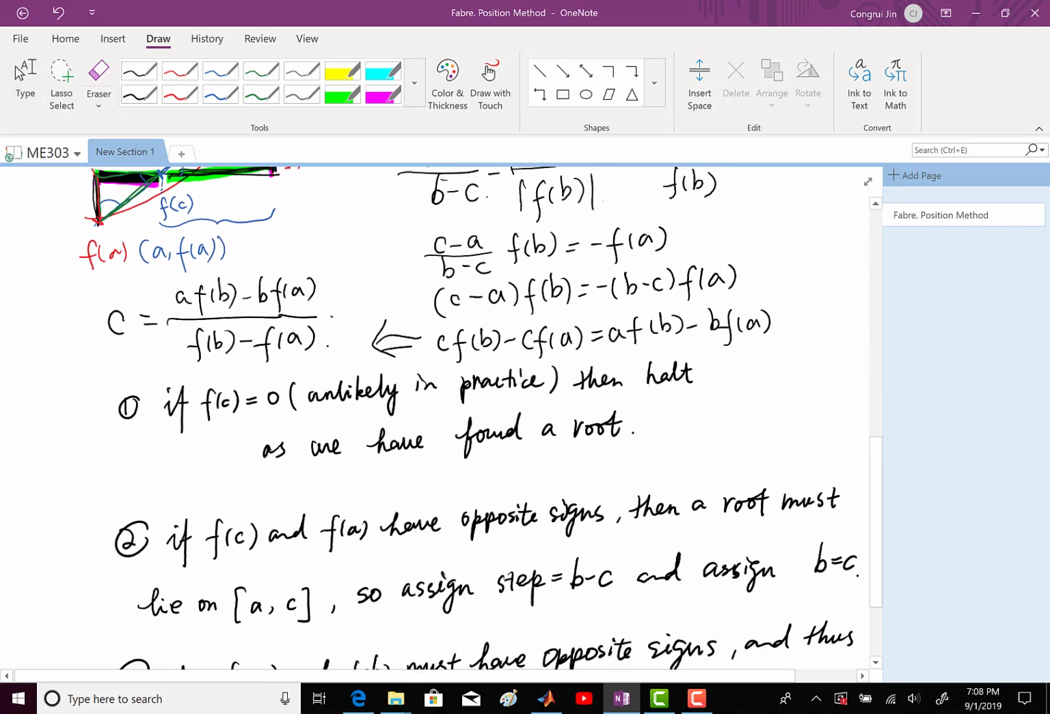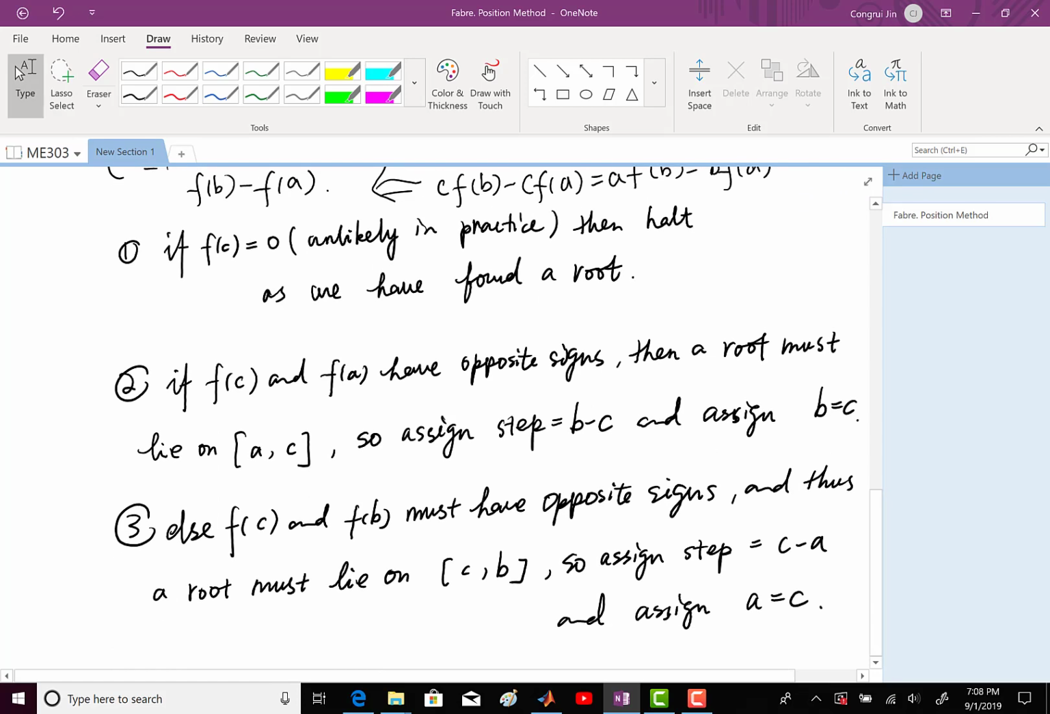And after you find this point C, there are 3 different scenarios. The first one is that C happens to be the root. This is very unlikely in practice, but it's possible, right? If that happens, then we stop the iteration process because we already found the root.